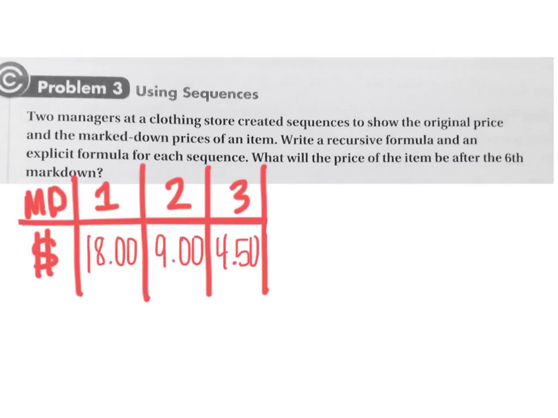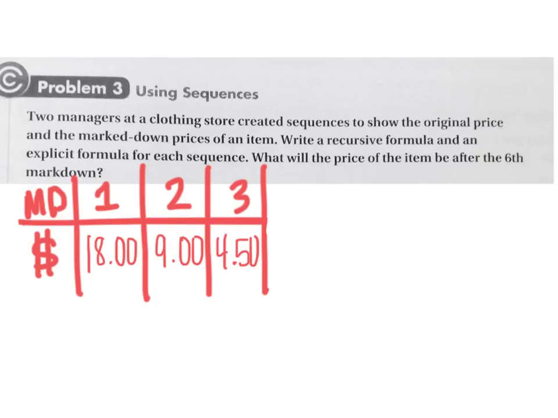Alright, so I realize I left off part of the problem when I put this picture on here. But anyway, that's going to be our markdown. So if you look at the chart, this is the markdowns. The first markdown, it was $18. Second markdown, it was $9. Third markdown, it's $4.50. What will the price of the item be after the 6th markdown? So we've got 4, 5, and 6 more to go. And I need a recursive formula and an explicit formula.